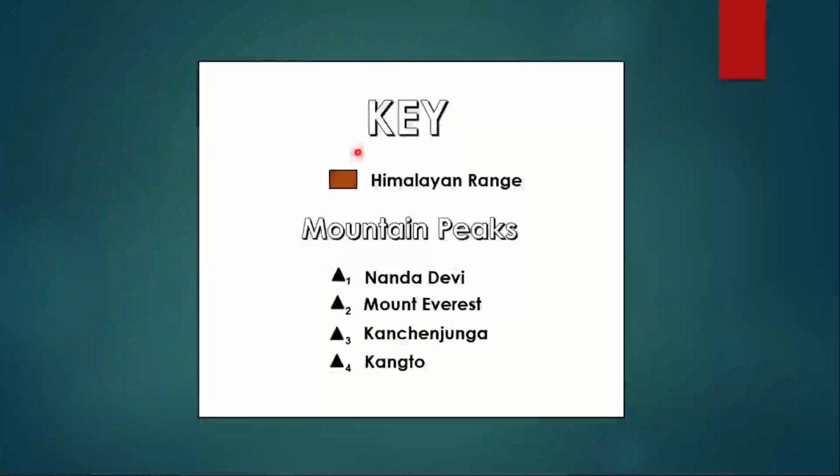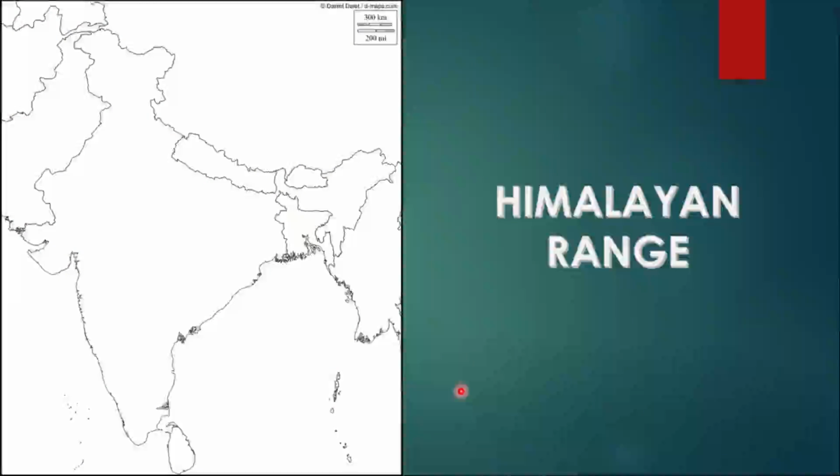And why are we making this key? We are making this to identify the place where the Himalayan range is and where these mountains are located. Alright. Now let us start filling the map.